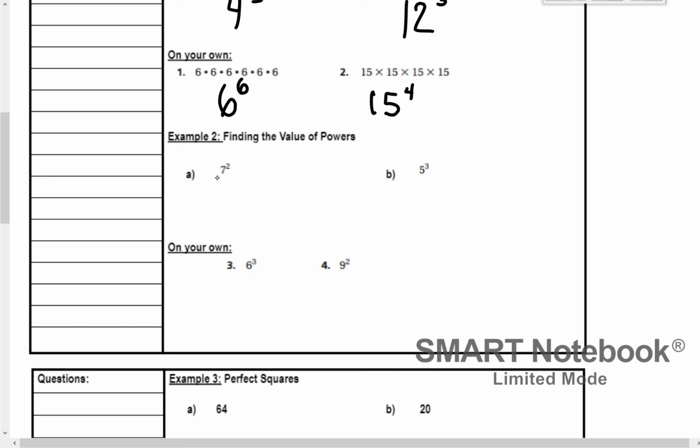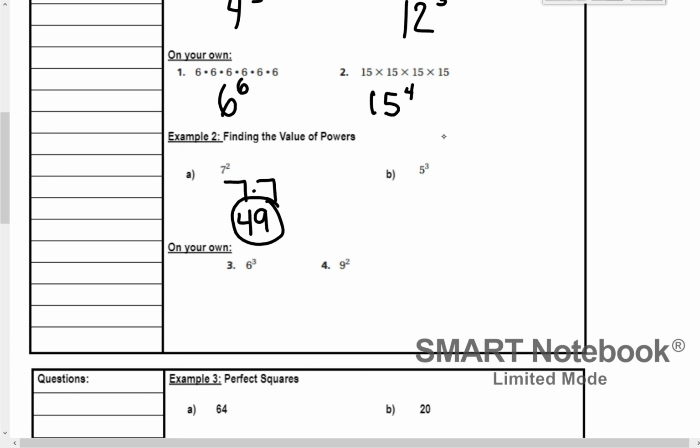All right, so 7 is our base. 7 is our number that's being multiplied. And our exponent tells us how many times it's multiplied. So in this case, 7 is being multiplied 2 times. So we have 7 times 7. You have to show this step for your work. And then underneath that you can write the answer to 7 times 7, which is 49. And we should circle our answer since we're showing some work here.